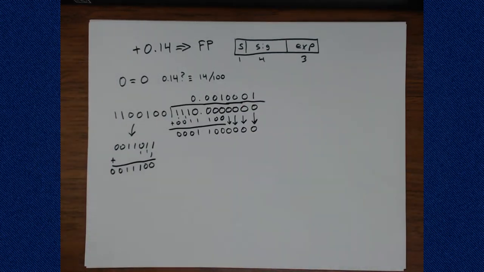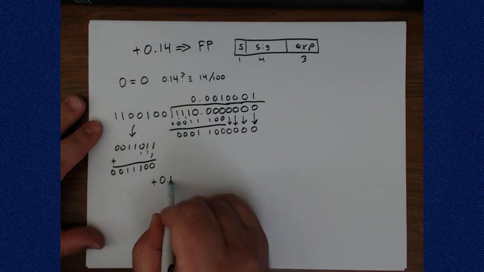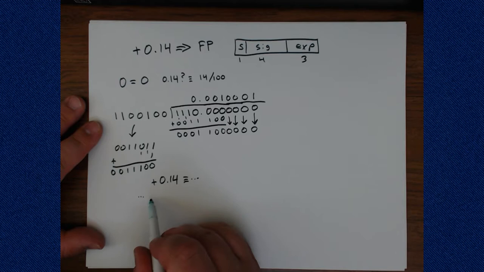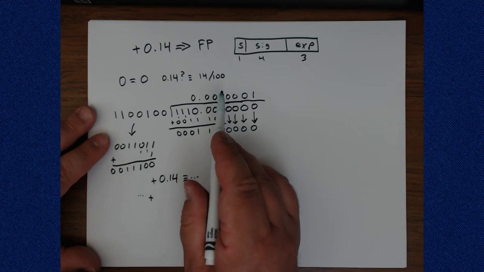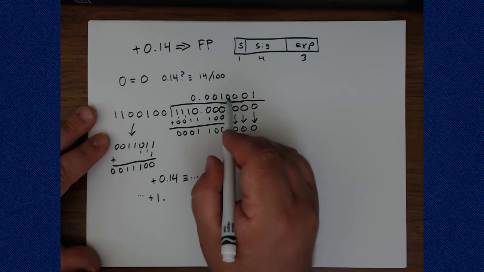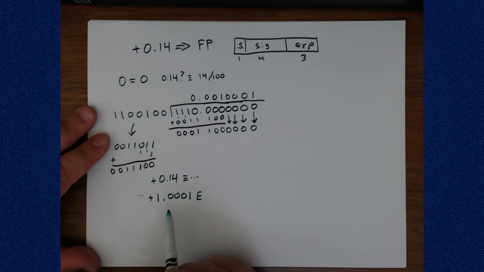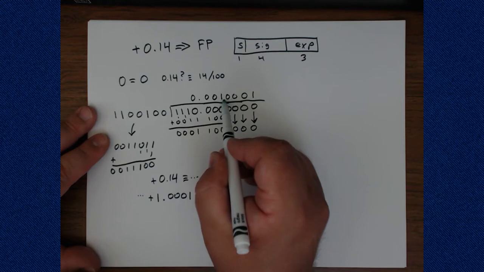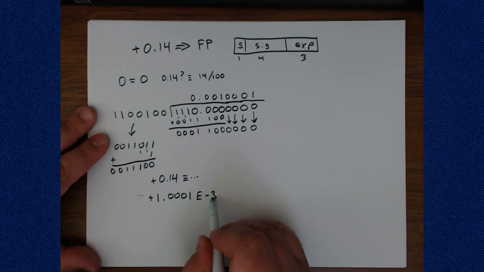So now we can say that positive 0.14 is the same thing as a positive version of, let's see, get this in scientific notation, 1.0001 with some exponent that takes us from this to this. So we need to go from here to the left 1, 2, 3 times. So that means our exponent is negative, for left, 3.